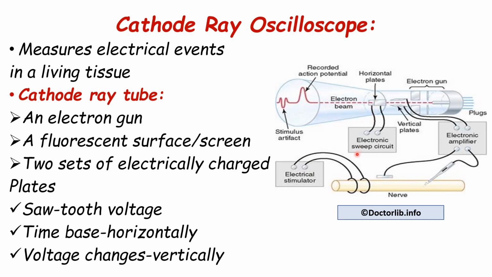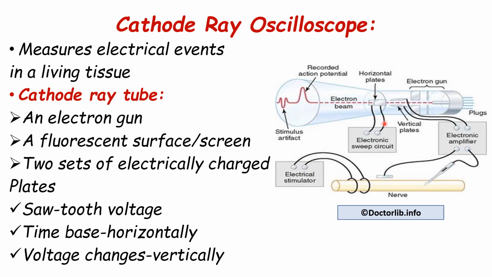If we apply a sawtooth voltage, that is, the voltage is slowly increased, then suddenly decreased, and then slowly increased again, the electron beam will steadily move towards the positively charged plate. Then, when the voltage is suddenly decreased, it will move back and then move again, and the electron beam is made to record through the fluorescent screen.